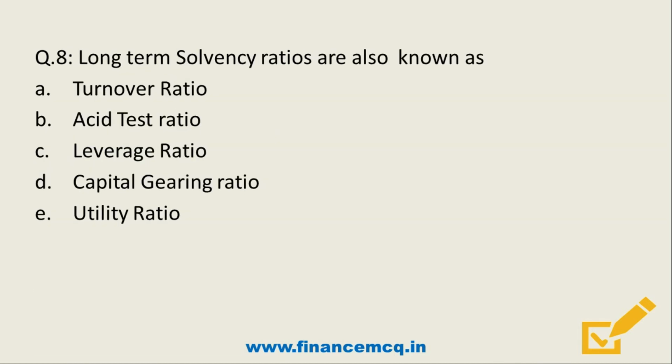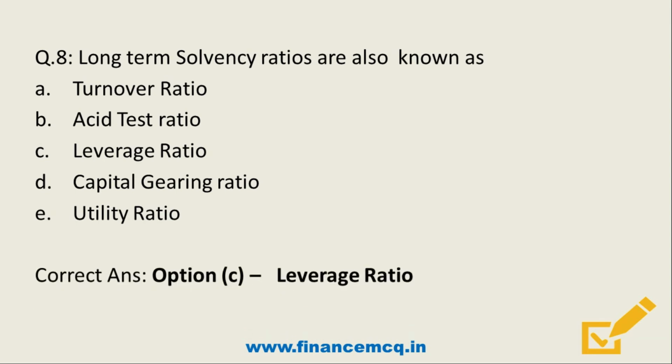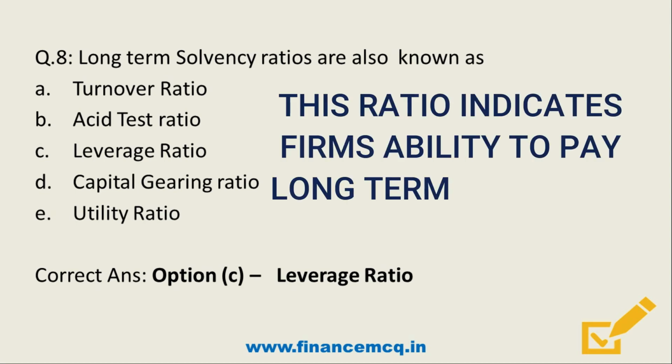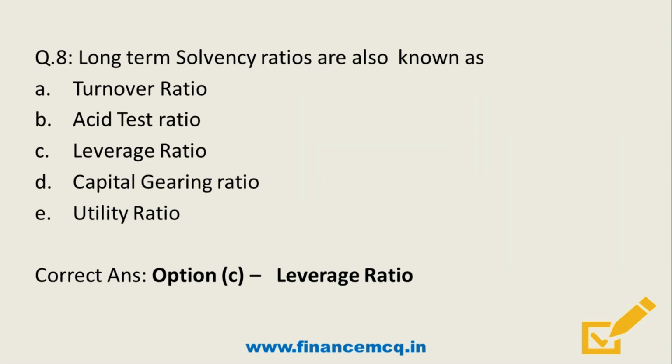Question number 8. Long-term solvency ratio are also known as A. Turnover ratio, B. Acid test ratio, C. Leverage ratio, D. Capital gearing ratio, E. Utility ratio. So what's the correct answer? It's option C, leverage ratio. Friends, leverage ratio is alternate name for long-term solvency ratio, and this ratio indicates firm's ability to pay its long-term loans or liabilities. So remember this point.